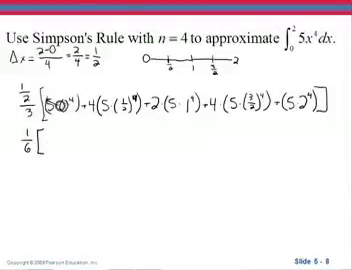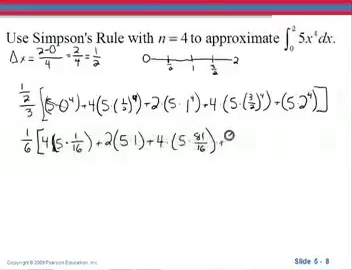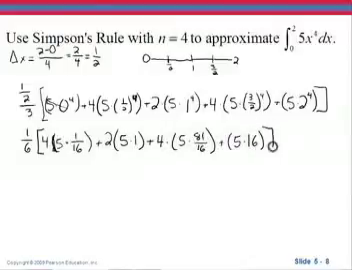Now let's think about this one. 0 to the 4th is 0. We know that's just going to be 0, so we don't need to concern ourselves with that one. This is going to be 4 times 5 times 1/2 to the 4th, which is 1/16. 1 to the 4th is 1, 2 to the 4th is 16. Plus, we'll have 2 times 5 times 1 to the 4th, which is 1, plus 4 times 5 times 3 to the 4th, which is 81, over 2 to the 4th, which is 16, plus 5 times 2 to the 4th, and 2 to the 4th is 16, so we've got 5 times 16.